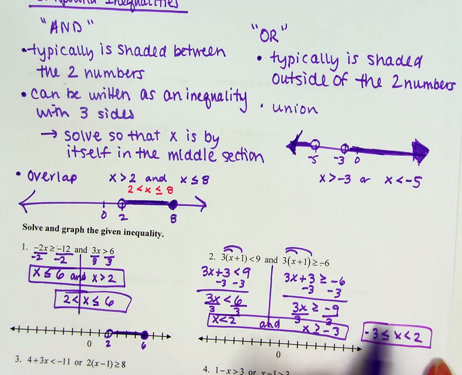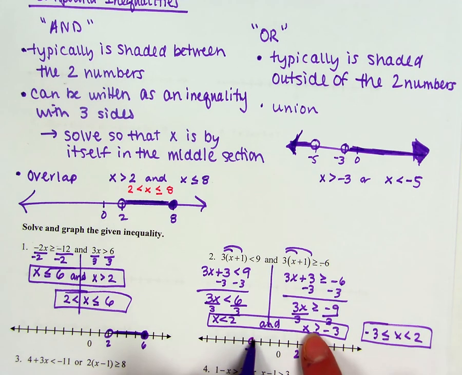Notice that I've got the "or equal to" here, but not here. All right, so find your number. We've got 2. Our other number is -3. We need a closed circle here, and we need an open circle here, and because it's "and," we're shading in the middle.